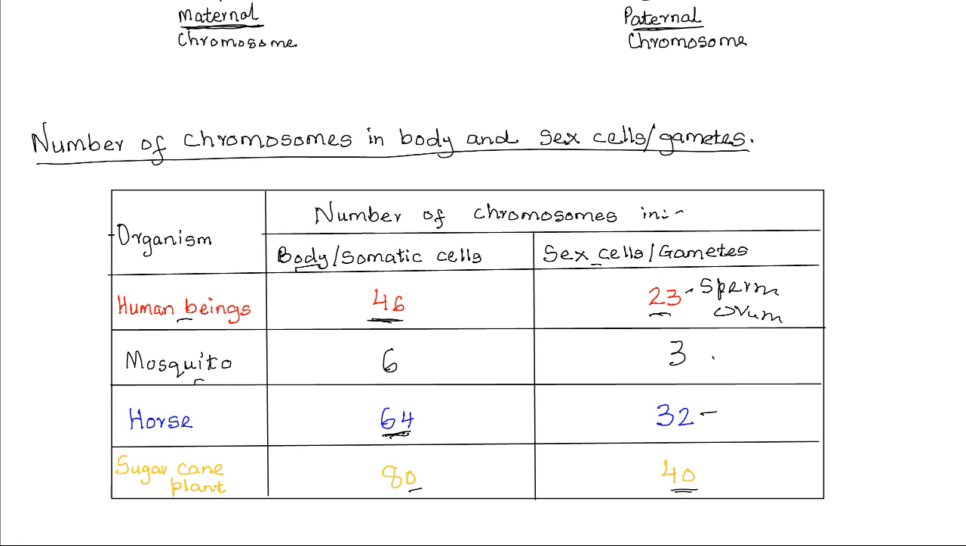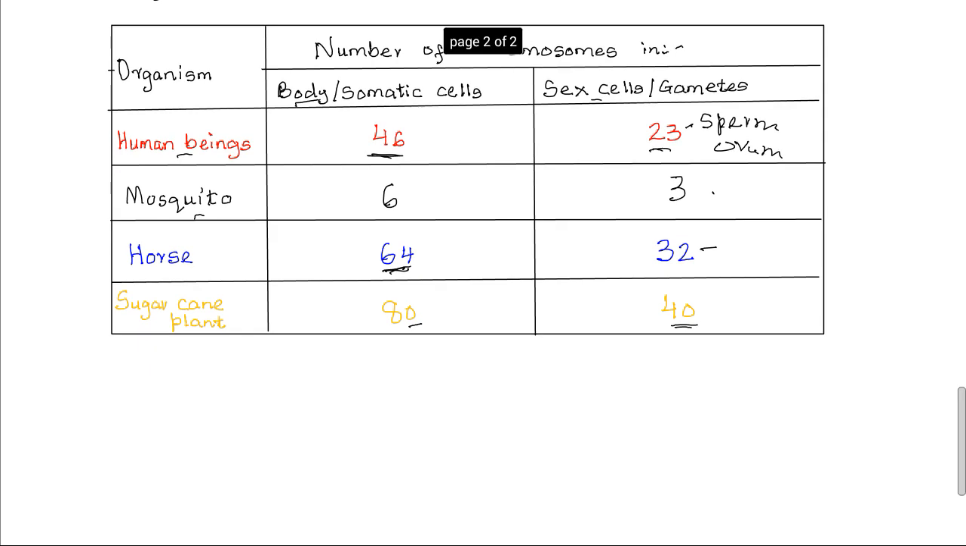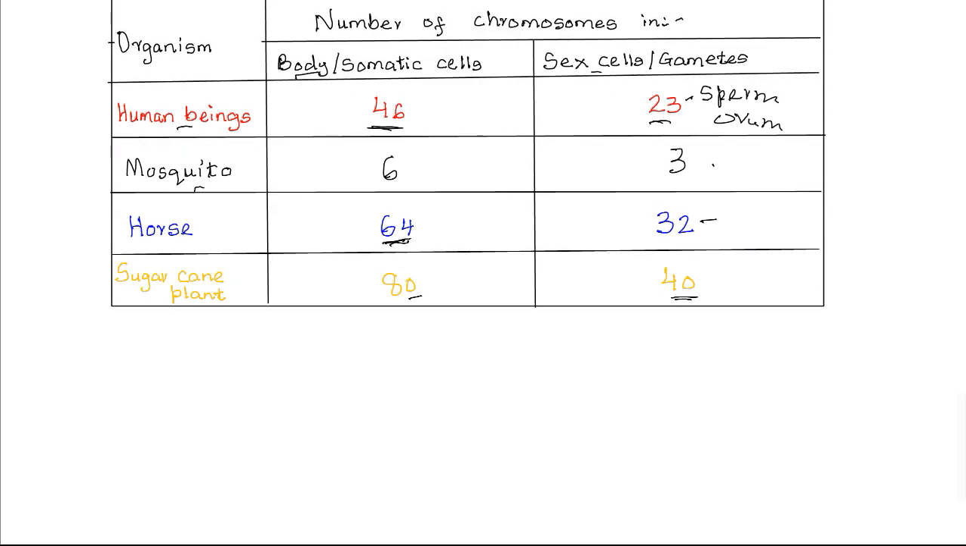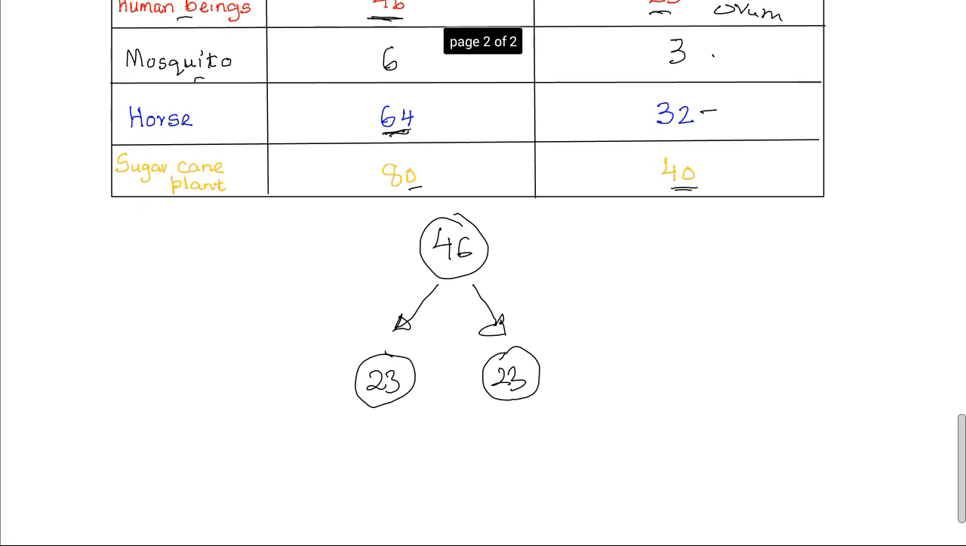So we can see that the number of chromosomes in the sex cells is exactly 1/2 of the number of chromosomes in the body cells. Now, how does that come about? It's the way the sex cells are made. During formation of the sex cells, so for example, we have the human body cell. It undergoes a process of cell division that reduces the number of chromosomes by half. So we have 23. So these are the gametes that are produced.